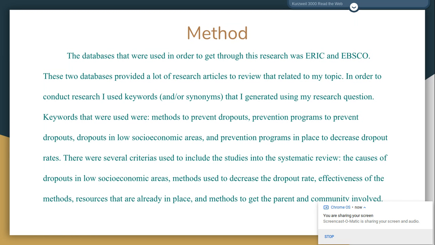There were several criteria in order to ensure that the articles that I selected would fit my literature review. So the criteria that I selected were the causes of dropout rates in low socioeconomic areas, the methods used to decrease the dropout rates, the effectiveness of the methods, resources that are already in place, and also methods to get parents and communities involved.